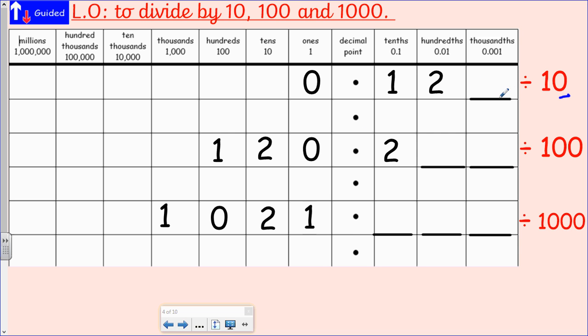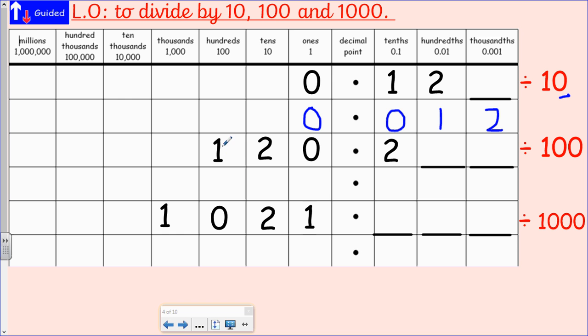So the 2 is the one next to the line, so the 2 goes from the hundredths into the thousandths. The 1 goes from the tenths into the hundredths. We've got a 0 in the ones column already, so that comes along here. So I've moved all my digits across, and then we just need to remember we can't have an empty ones column, so we put the 0 in there.